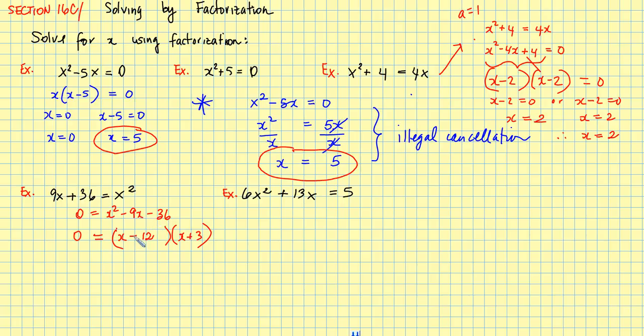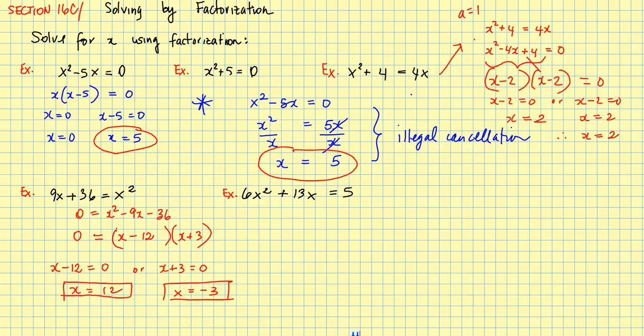Now, because I've got x minus 12 times x plus 3, here is my null factor law, and it's set equal to 0, I can go on now and say either x minus 12 equals 0, or x plus 3 equals 0. And my final solution will be x equaling 12, or x equaling negative 3. So my answers for the third question are x equaling 12 and x equaling negative 3.